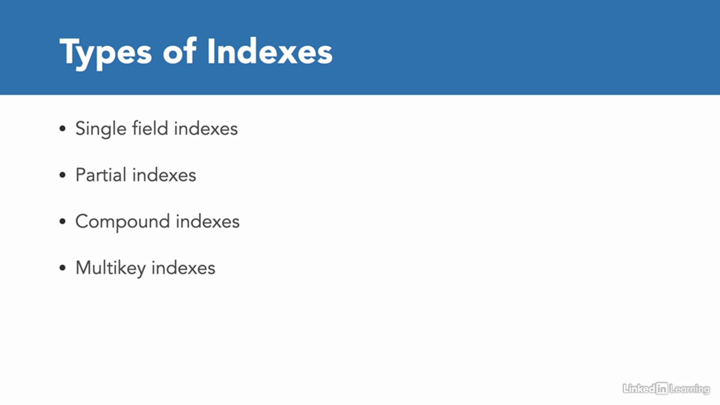There are also multi-key indexes. That's an index on up to one array value. It can't be more than one array value because the size of the index would otherwise grow really quickly. There are also text indexes, which allow you to search within text fields. And there are wildcard indexes.